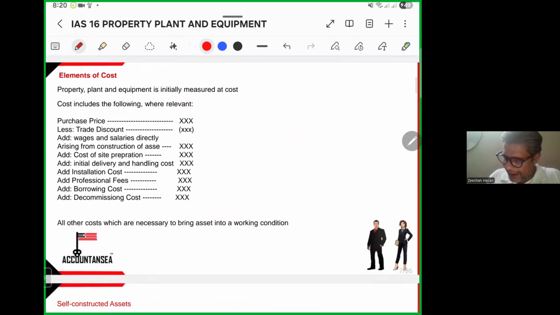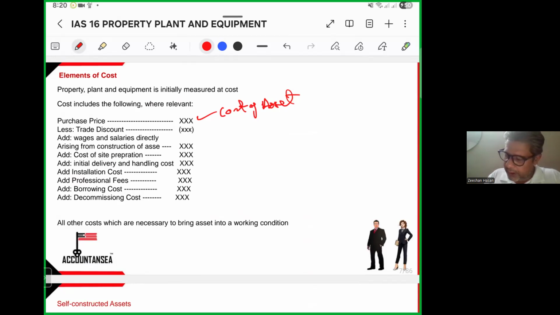Now, the elements of cost. Property, plant, and equipment is initially measured at cost. Cost includes the following where relevant. Purchase price will be included in the cost of the asset, less trade discount. Trade discount will be deducted from the cost of an asset.